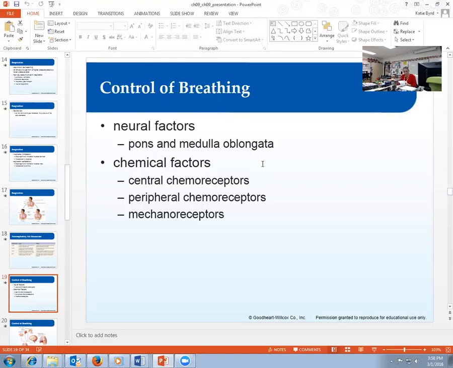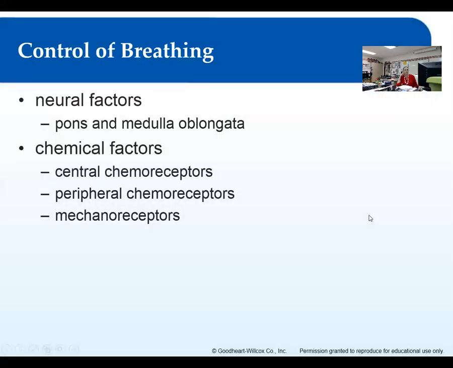So it should be here at chemical factors, I believe, and then we are on page 313. We talked about neural factors already. All right, so chemical factors, see where it says chemoreceptors? Chemo, always think chemical. So they receive chemicals, or that's what they're looking at. That's what those receptors are measuring. So we have central chemoreceptors, peripheral chemoreceptors, and then mechanoreceptors, which is, think mechano, think machine, like a mechanic, right?